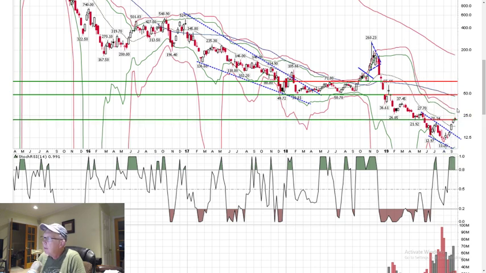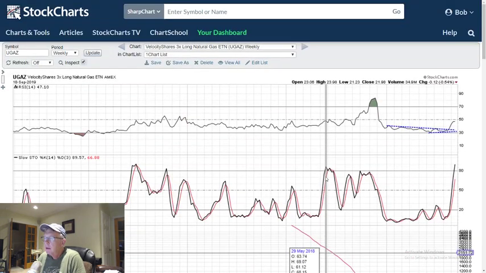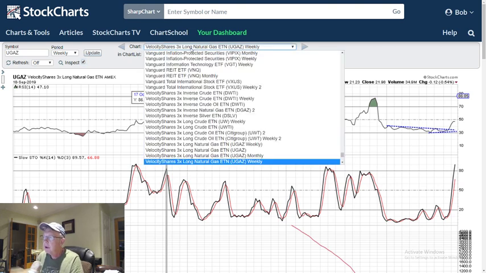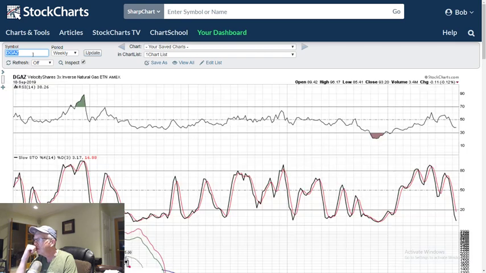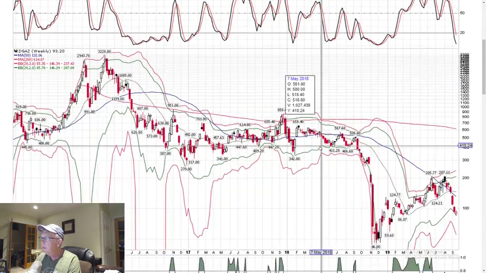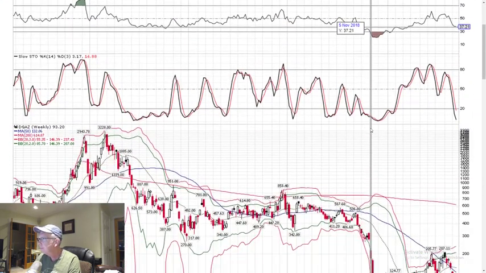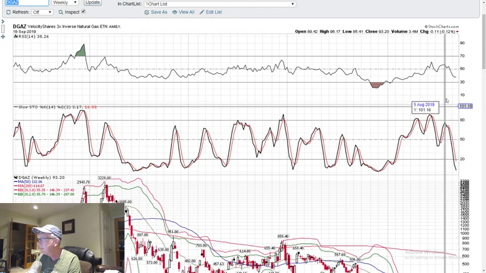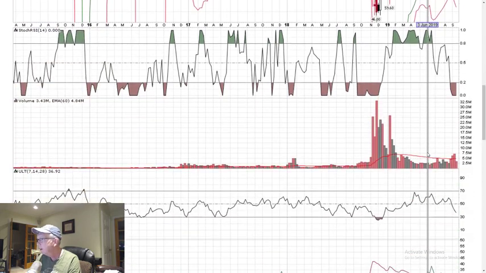So I would be looking for a break of this support, and if you get that, maybe you could scratch the itch on the DGAZ. I'm looking at the long ETF to give me a better idea of whether or not I would want to short this ETF. Now on a weekly basis, DGAZ is losing momentum. We have both lines on Stokes down below the 50 level and declining. We're bouncing off of the 2 standard deviation Bollinger Band a little bit.